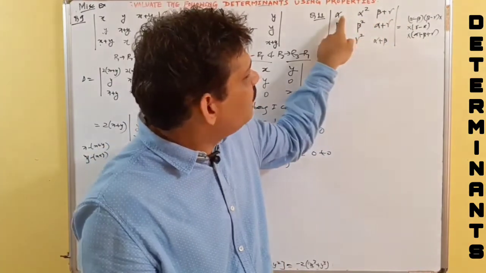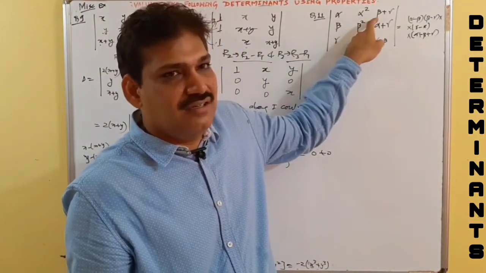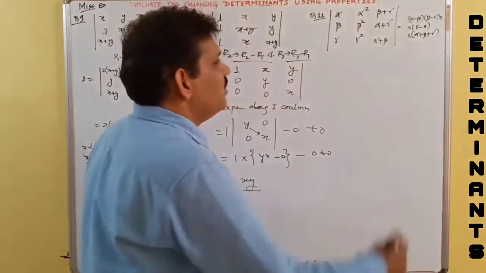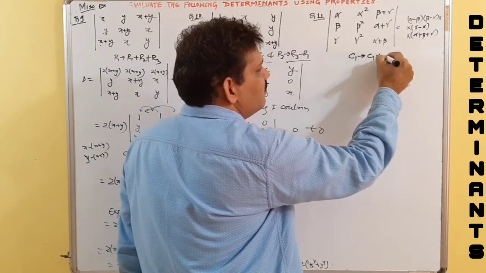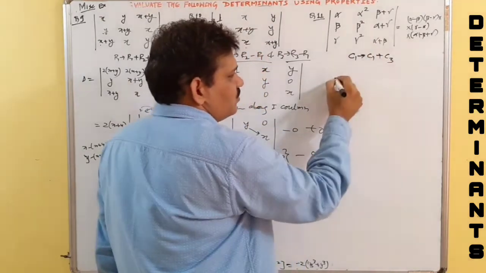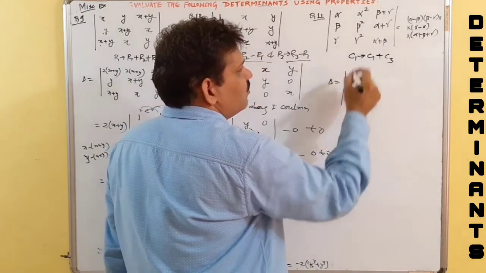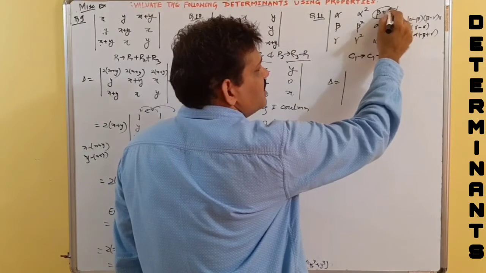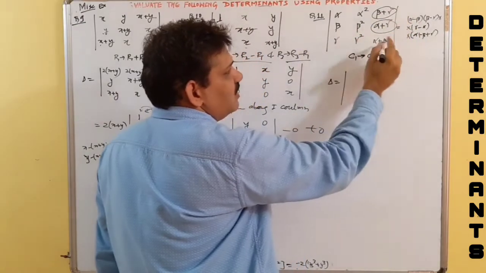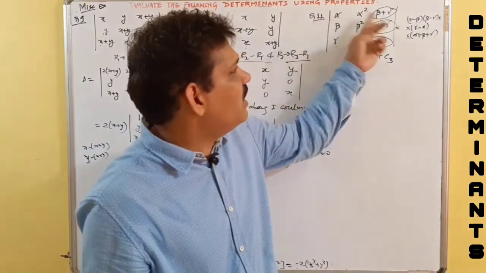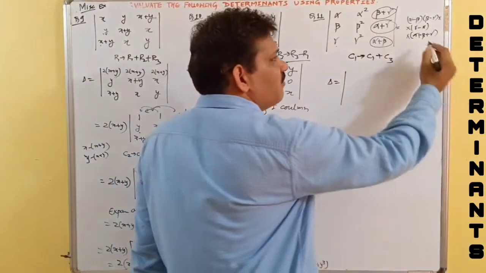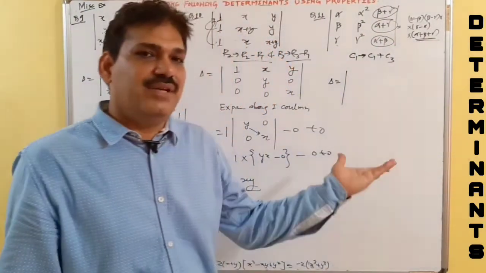What we do is, if we observe, if we add first and third, what will happen? Simply, if I apply C1 now becomes C1 plus C3. So delta is equal to, here alpha, see alpha is missing here, beta is missing, which is here, gamma is missing, gamma is here. So if we add this and this, we will get alpha plus beta plus gamma, and alpha plus beta plus gamma can be taken out.